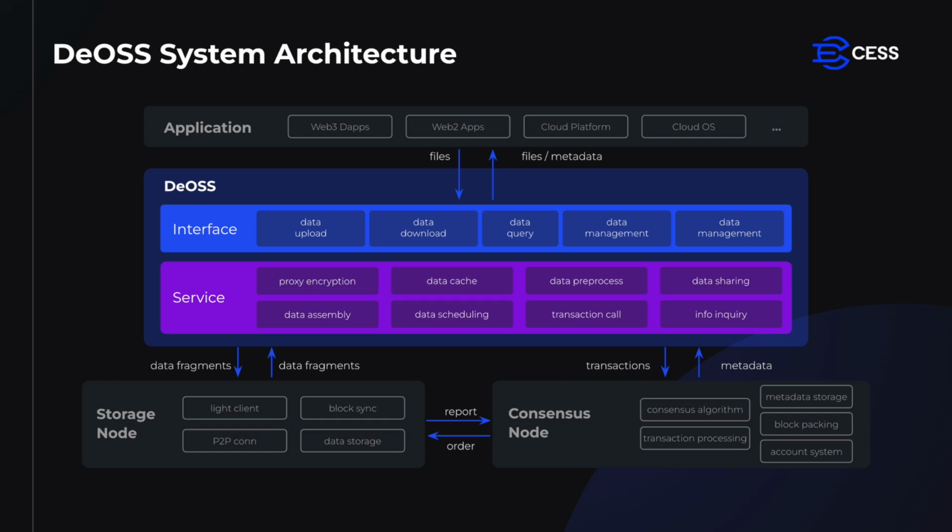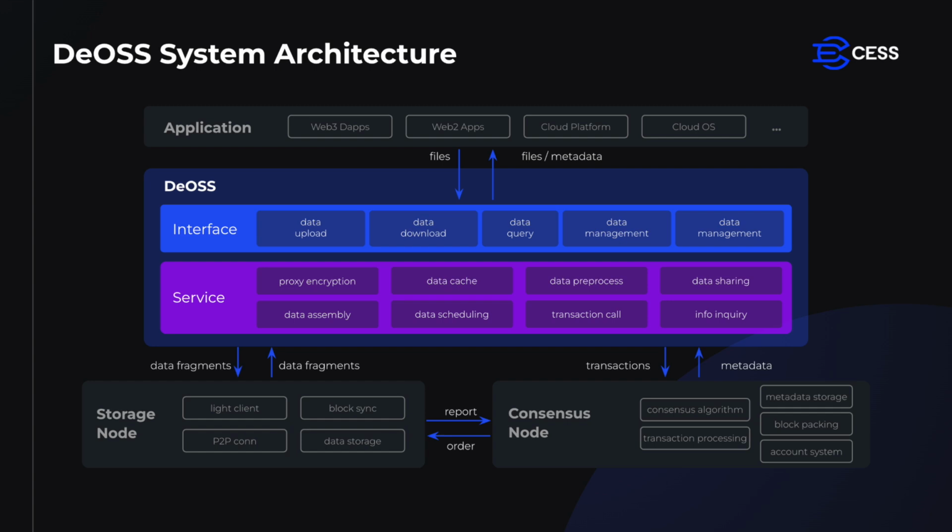Moving on to the service layer. This segment of DeOSS includes several functional modules like the data processing module, data scheduling module, peer-to-peer communication module, and the SES chain client. When a file is transmitted from the application layer, it undergoes pre-processing, which includes data encryption, segmentation, sharding, and redundancy. The data scheduling module then randomly distributes these fragments to nearby storage nodes. The data storage orders and metadata are subsequently preserved on the SES blockchain through the client.